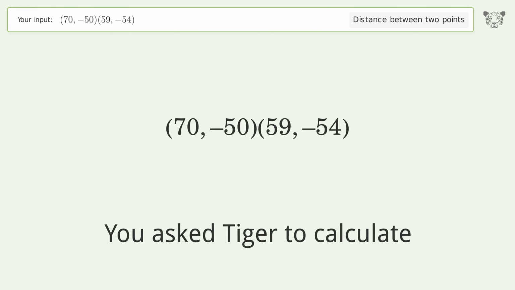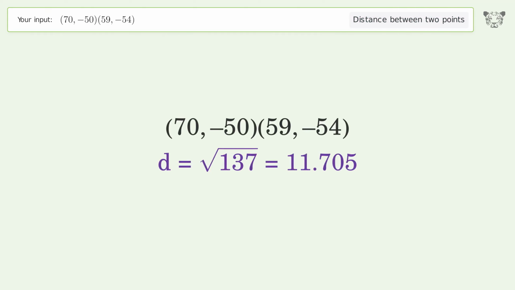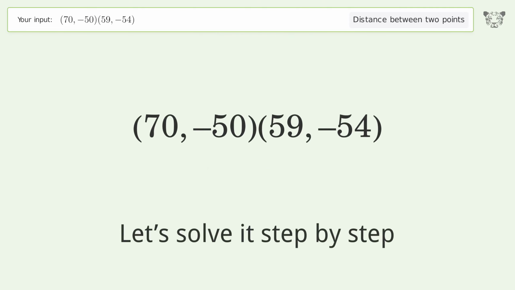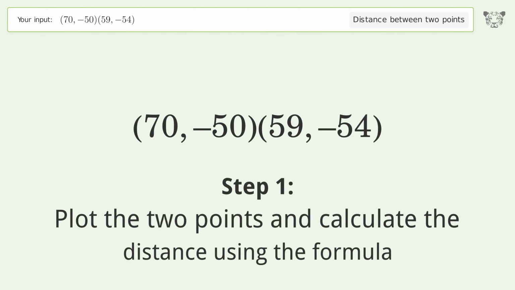You ask Tiger to calculate. This deals with the distance between 2 points. The distance between the 2 points is the square root of 137, or 11.705. Let's solve it step by step. Plot the 2 points and calculate the distance using the formula.